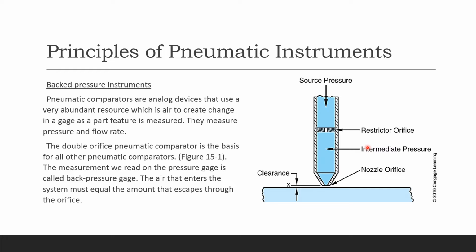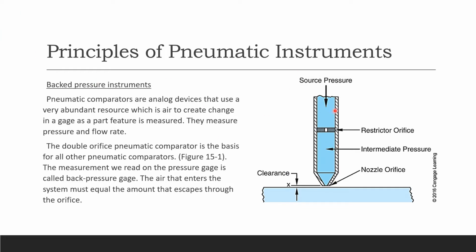And here you can see its diagram in this picture. The measurement we read on a pressure gauge is called back pressure gauge. And that's why we call these instruments back pressure instruments. The air that enters the system must equal the amount that escapes through the orifice. So we call this a double orifice system. Here you can see the nozzle orifice, then you can see another orifice right here, and we call that a restrictor orifice. And so this double orifice system is what the back pressure pneumatic comparators are completely based on.